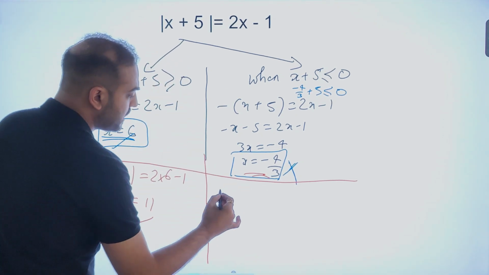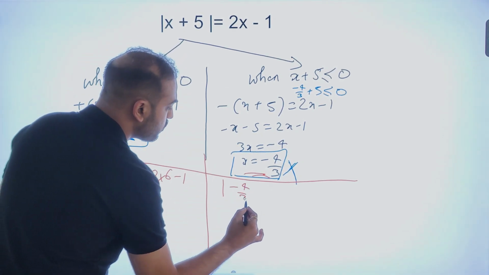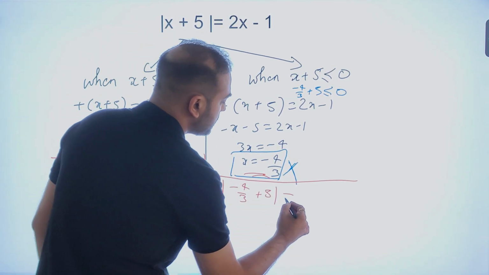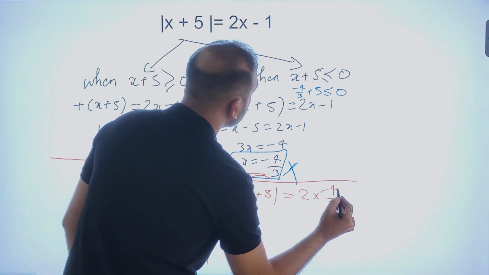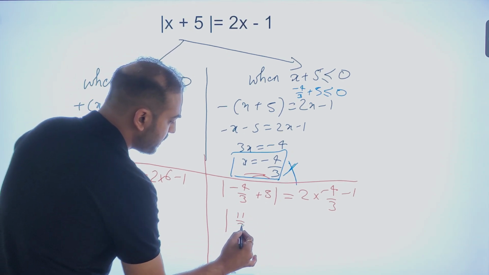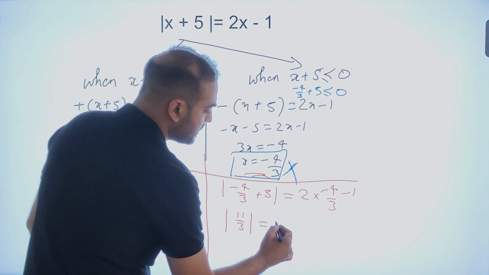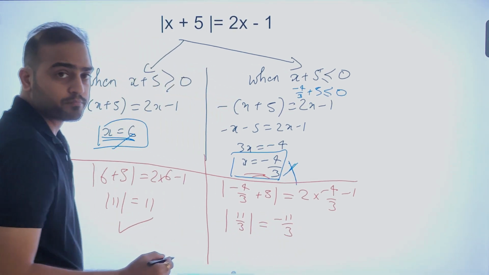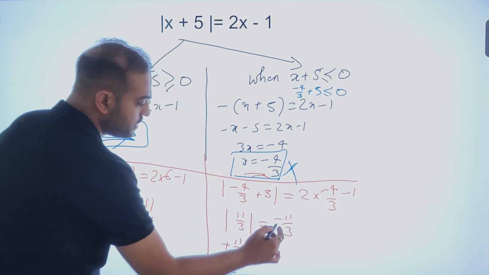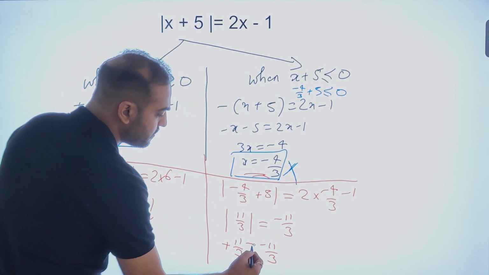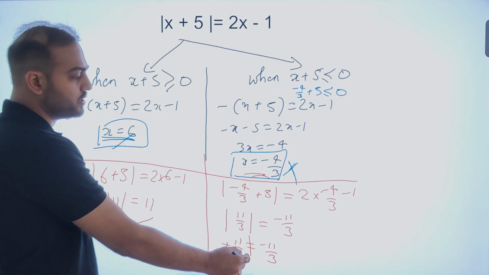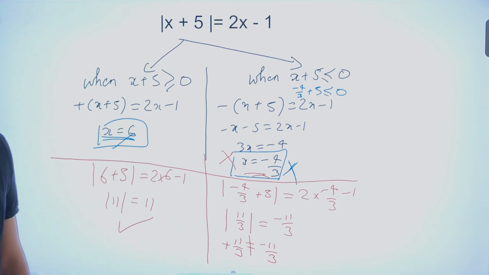Let me plug this value also: minus 4 by 3 plus 5 is 2 into minus 4 by 3 minus 1. If I take LCM here, that's 11 by 3, and on the right, take LCM, that's minus 11 by 3. Now modulus gives a positive answer, so plus 11 by 3. And right hand side I have minus 11 by 3, and clearly they are not equal, so this cannot be my answer.